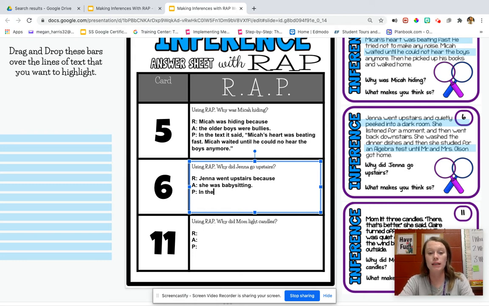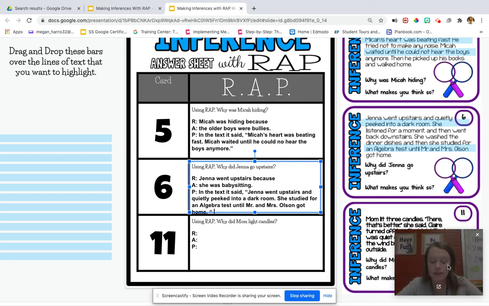Now, what we still need to do is the hardest part, which is where we prove, right? And we always start with "in the text it said." That's our sentence stem that we use every single time. And this is where, again, we're going to pull word for word from the text, okay? So we can say, Jenna went upstairs and quietly peeked into a dark room. And then down here in this other blue, we can say she studied for an algebra test until Mr. and Mrs. Olson got home.